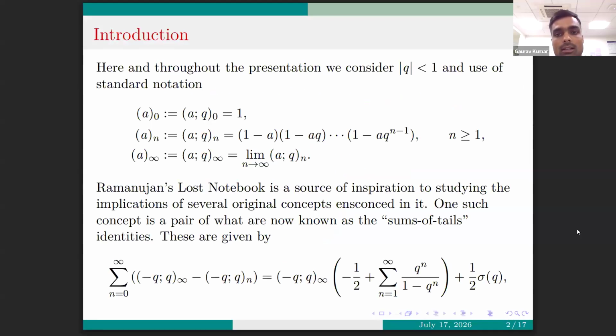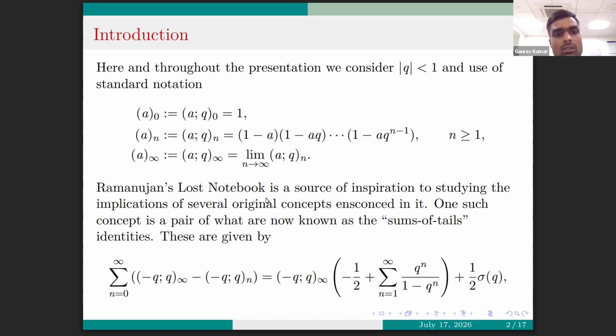Throughout this presentation, I'll take the variable q with |q| < 1 for convergence purposes, and we'll use this q-Pochhammer notation, where subscript 0 has value 1, subscript n describes the product of these n terms, and subscript infinity describes this particular limit.